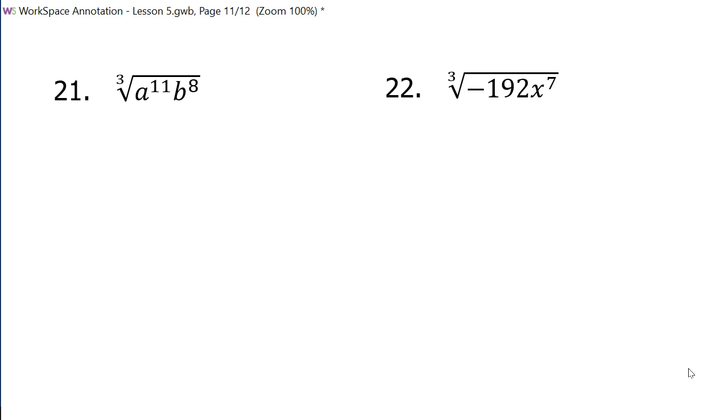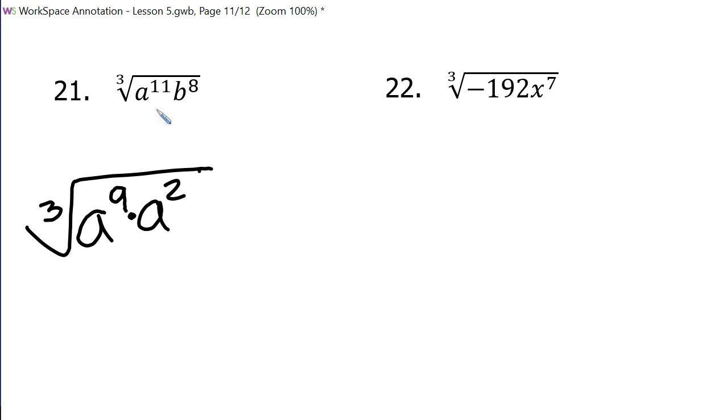No. How do I know they're not perfect cubes? They're not multiples of 3. So I need a multiple of 3 that's below 11. 9. So this would be a to the 9th times what? A to the 2nd. And for the b, what's a multiple of 3 below 8? 6. So this would be b to the 6th times b to the 2nd.